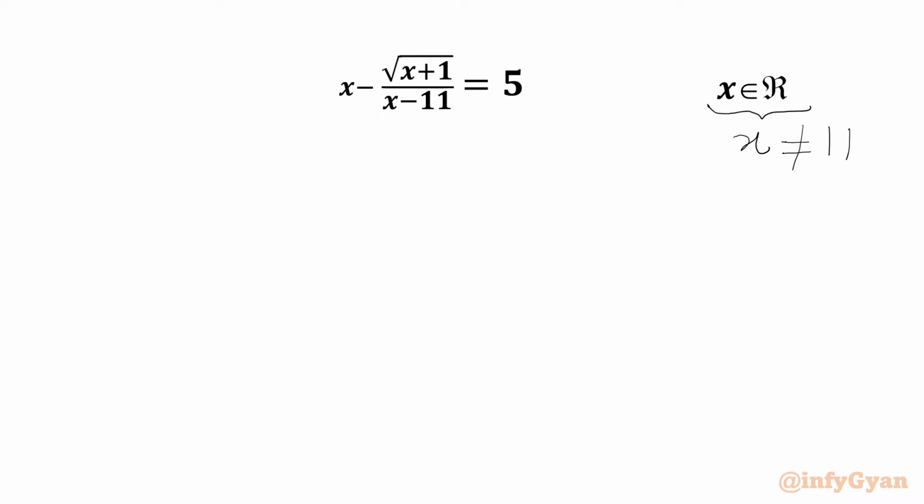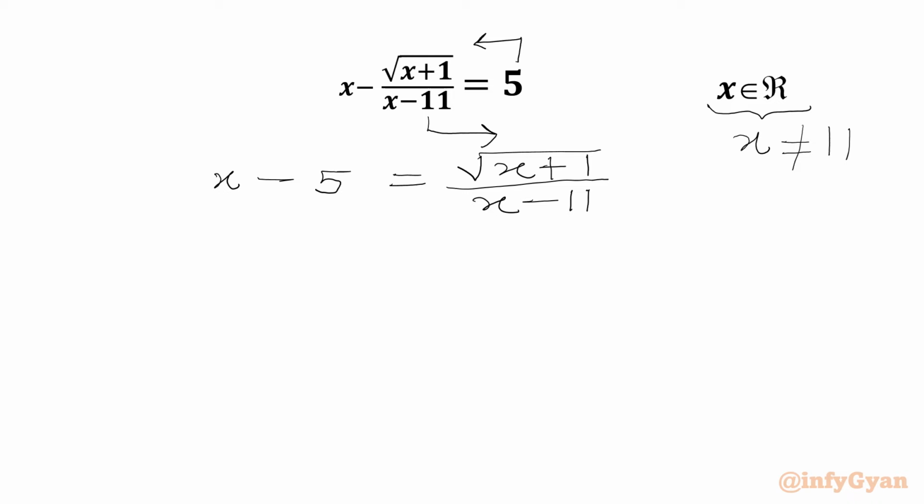Now we will take this term to the RHS and 5 we will take to the LHS. So we can write x minus 5 will be equal to the square root of (x plus 1) over (x minus 11). Now x cannot be 11, so we can multiply both sides by x minus 11.